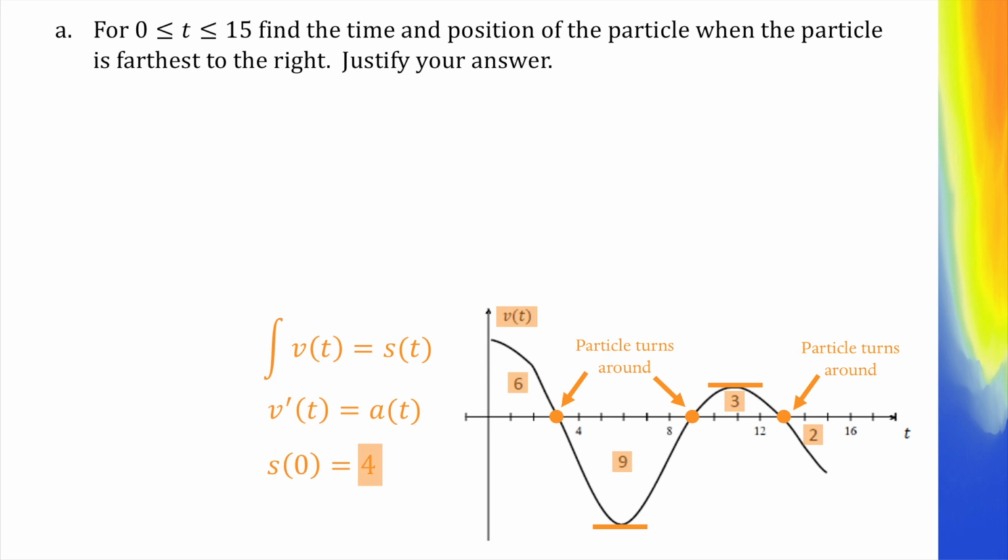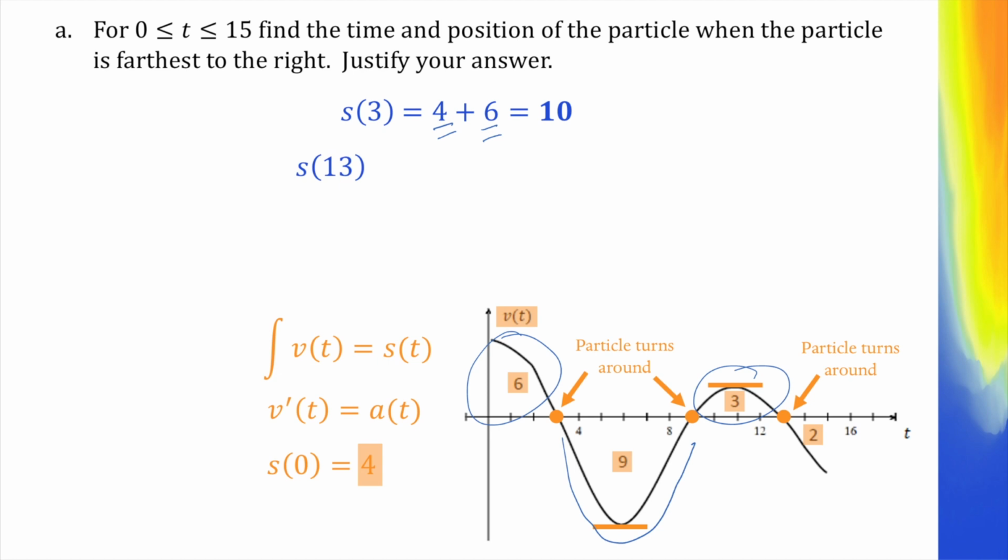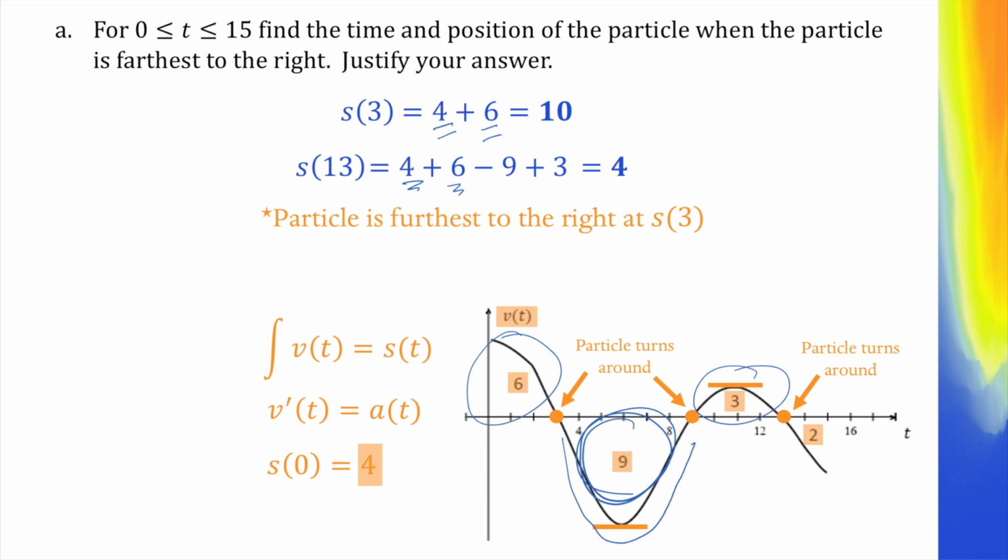Well, we have a starting position of 4, and it's going to be farthest to the right at the end of a positive region. So let's see, s of 3 is our starting position plus the area: 4 plus 6, which is 10. Then it goes backwards for a little bit, and then it goes forwards again. So at s of 13, we have our starting position plus 6 minus 9, and then plus 3 again, which is 4, which means the particle is furthest to the right at s of 3.